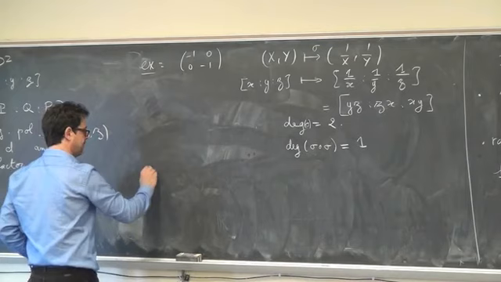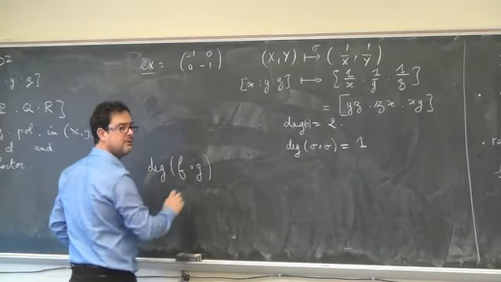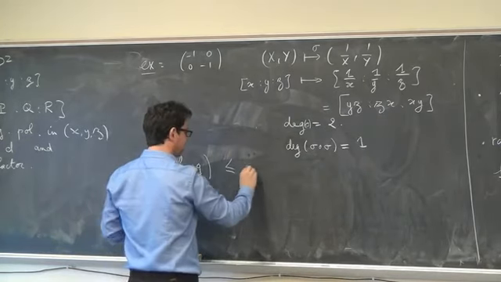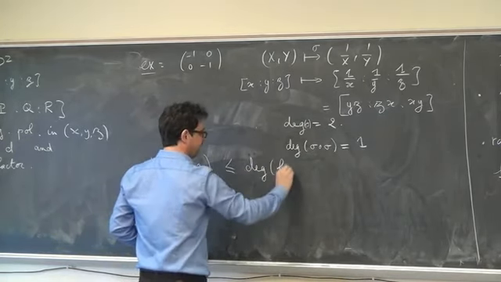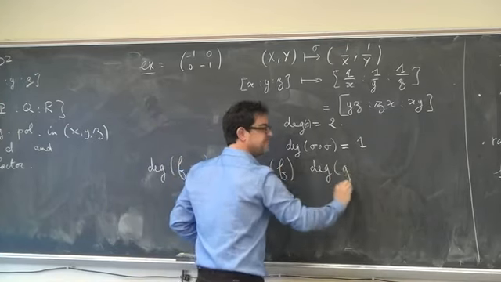In fact, it's submultiplicative. The point is that it's not actually defined as a map P2 to P2. So let me say, the degree of F composed with G is bounded from above by the product of degrees.